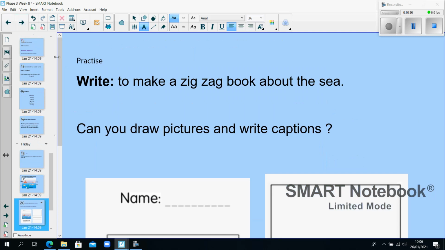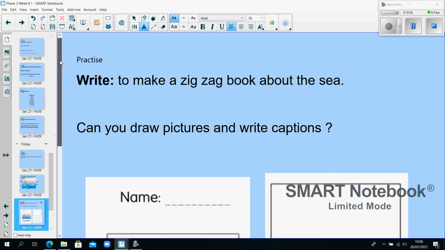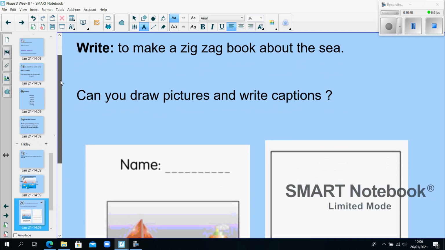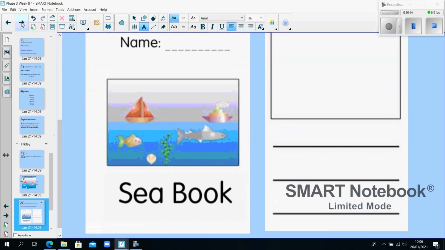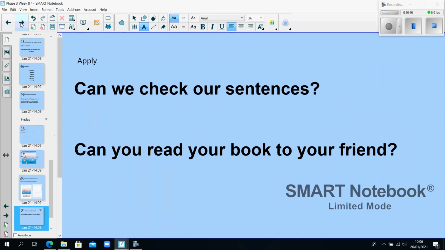I want you to draw some pictures of the sea and write captions to go with them, to make a little sea book. Check your sentences and read your book to someone you're at home with. Well done, that's the end of phase 3, week 8.